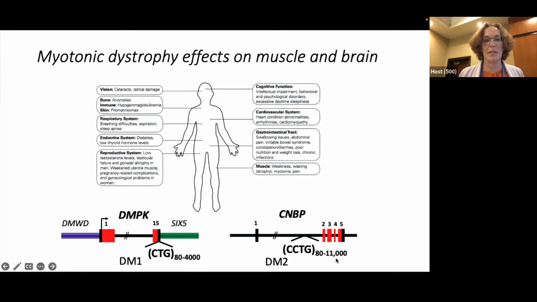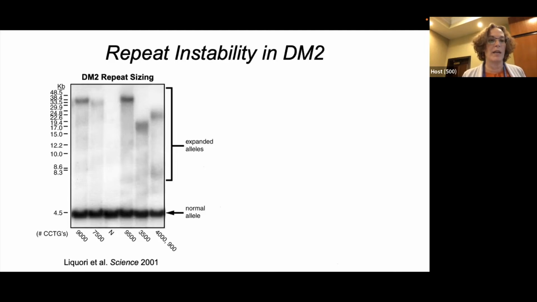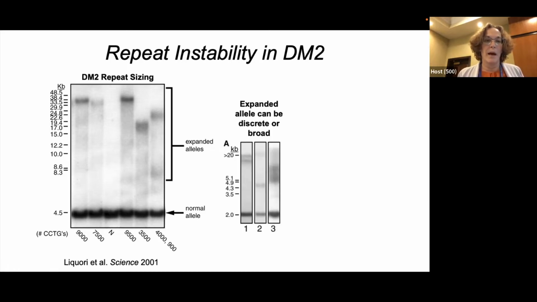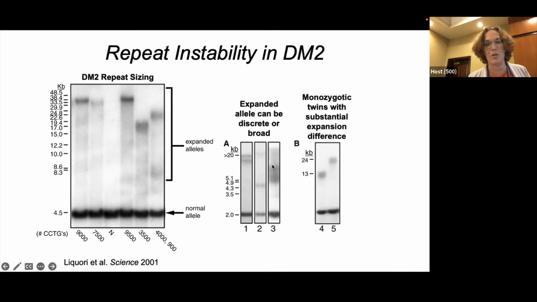The CCTG expansion mutation can be quite a bit longer and go up to 11,000 repeats, and probably even longer than that. There's a lot of somatic heterogeneity. And so this is a Southern blot showing the DM2 repeat lengths in human DNA, and the smeariness represents the somatic instability. So the repeat length is different in different cells in the body, and that's from the blood. The expanded allele can be a discrete band, one or two discrete bands, but it can also just appear as a smear. And it's really hard to size these repeat expansions.